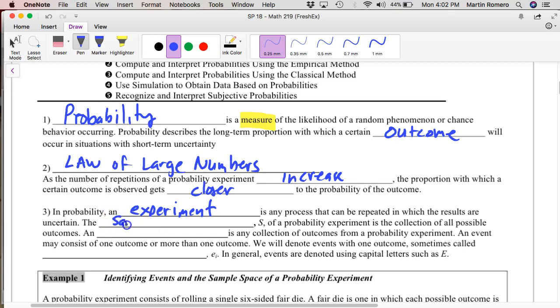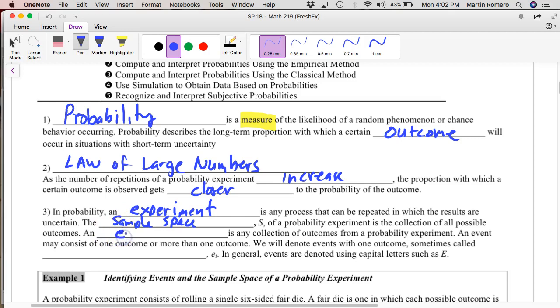And there's another term called sample space. We use the capital letter S to represent that. And what is that? The sample space of a probability experiment is the collection of all possible outcomes. So think of some experiment, flip a coin. What are the possible outcomes? Heads or tails. Roll a die. Possible outcomes: 1, 2, 3, 4, 5, 6. And so you want to make sure you're using the right language.